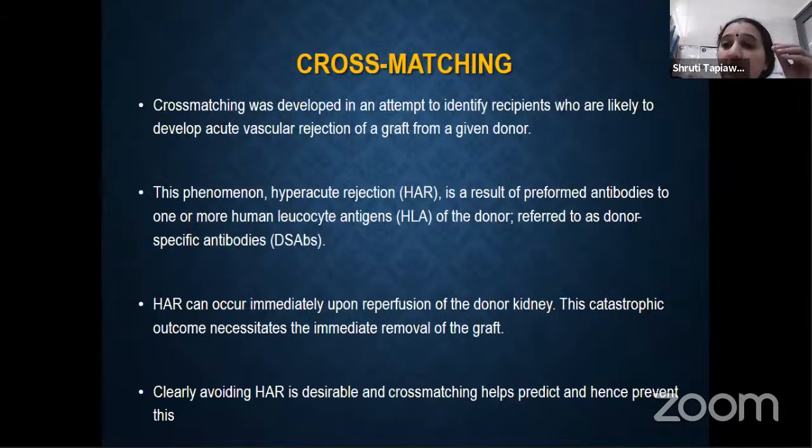Hyperacute rejection can occur immediately on table as soon as reperfusion happens, and many of us have seen this. The younger generation today may not have seen it so commonly, but when it happens, you can see a blue kidney in front of you, and that is not a good sight to us. We definitely want to prevent it. The outcomes may necessitate removal of the graft immediately. Clearly, we want to avoid this, and that is where the cross matching forms a crux, because that is that snapshot of the patient where we see whether it is suitable to get a new kidney or not.